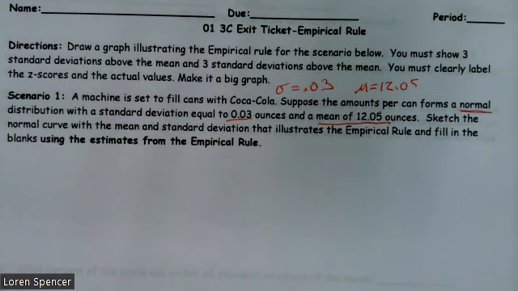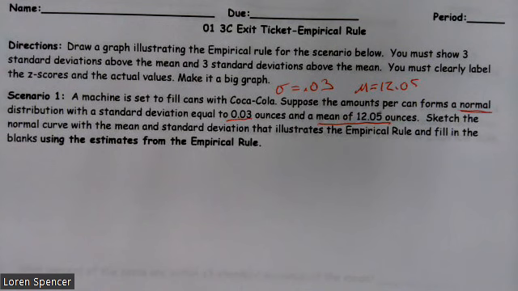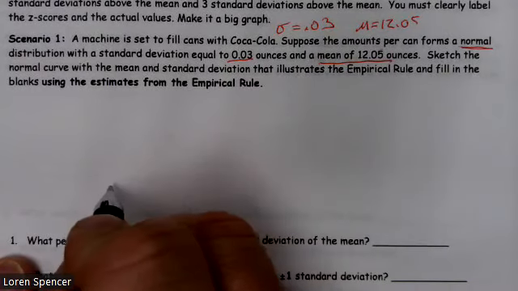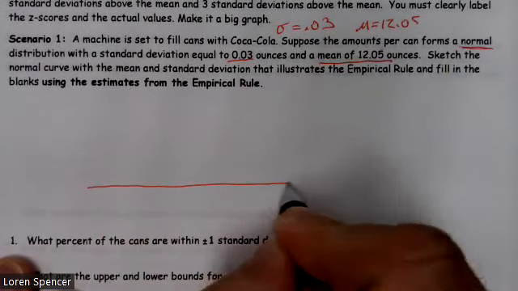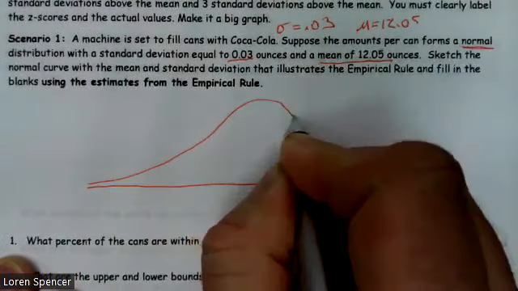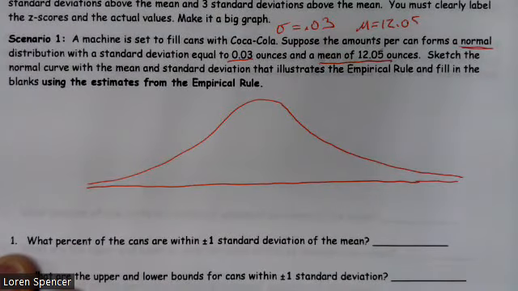Sketch the normal curve with the mean and standard deviation. It illustrates the empirical rule and fill the blanks using the estimates for the empirical rule. All right, so we're going to need to draw the empirical rule out, and we'll use that to answer the questions below. So first off, let's start drawing this empirical rule. They did tell us it was normal, and it has to be normal in order to use the empirical rule. Now, this isn't perfect, but it'll work.